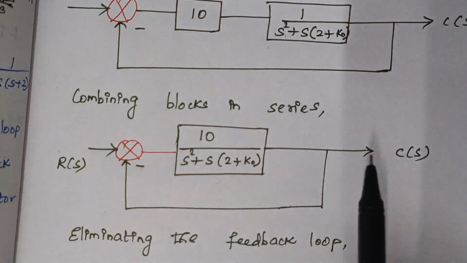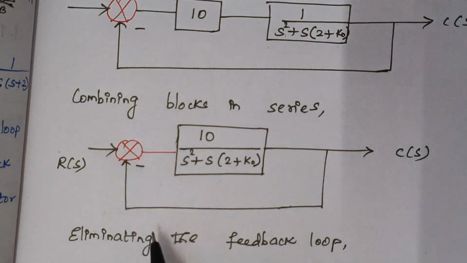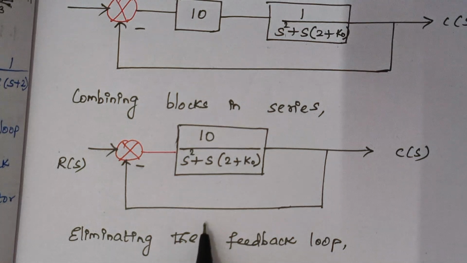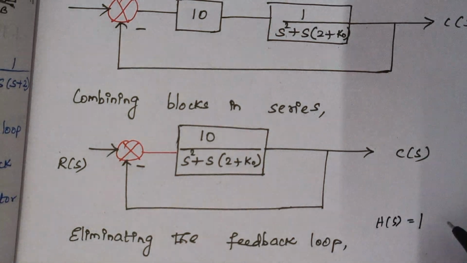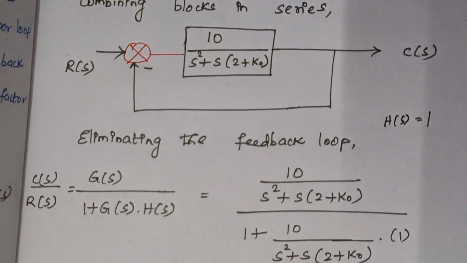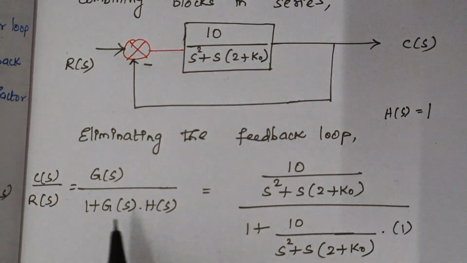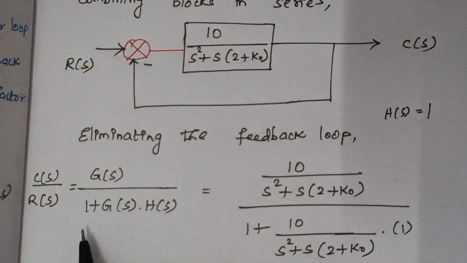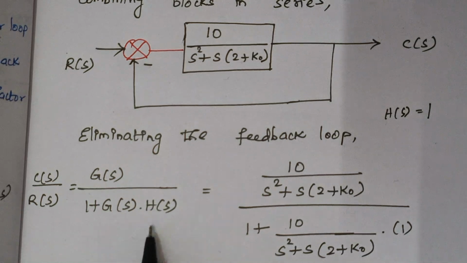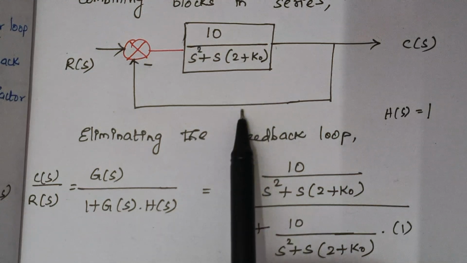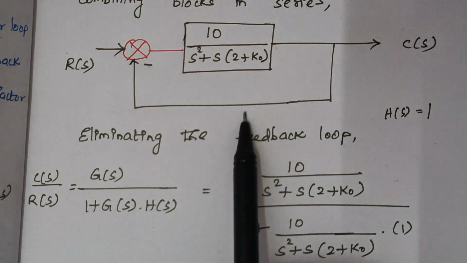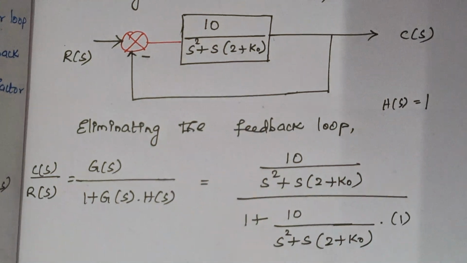Then the next step is we have a feedback loop. So we have to eliminate this feedback loop, and the type of feedback is unity feedback. So the value of H(s) will be equal to 1. That's it. So just write the formula. As we all know, the formula is G(s) divided by 1 plus G(s) into H(s). So this is your G(s) element, and the value of H(s) is 1 because it is unity feedback. So just substitute the values here.